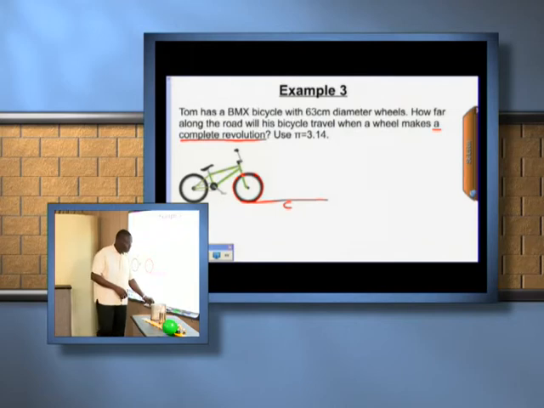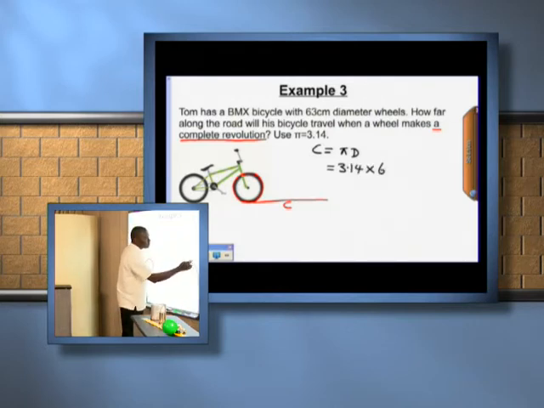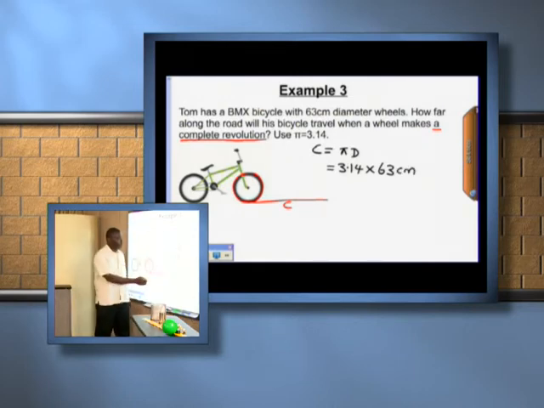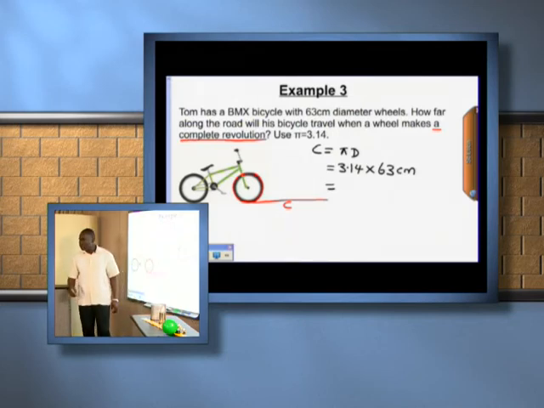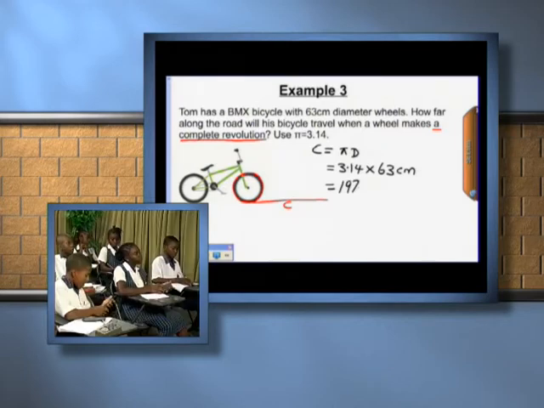There is a relationship between circumference and diameter. We know that the circumference is equal to pi times the diameter. The question gives us pi to be 3.14 times the diameter, which is 63 centimeters. So when we multiply this 3.14 times 63 centimeters, what do we get? 197.82. 197.82 centimeters as our answer.